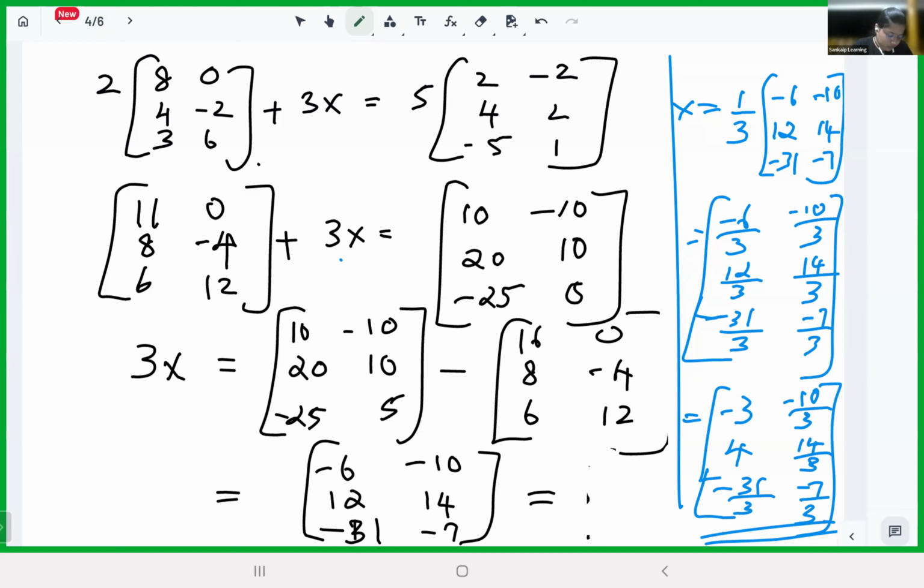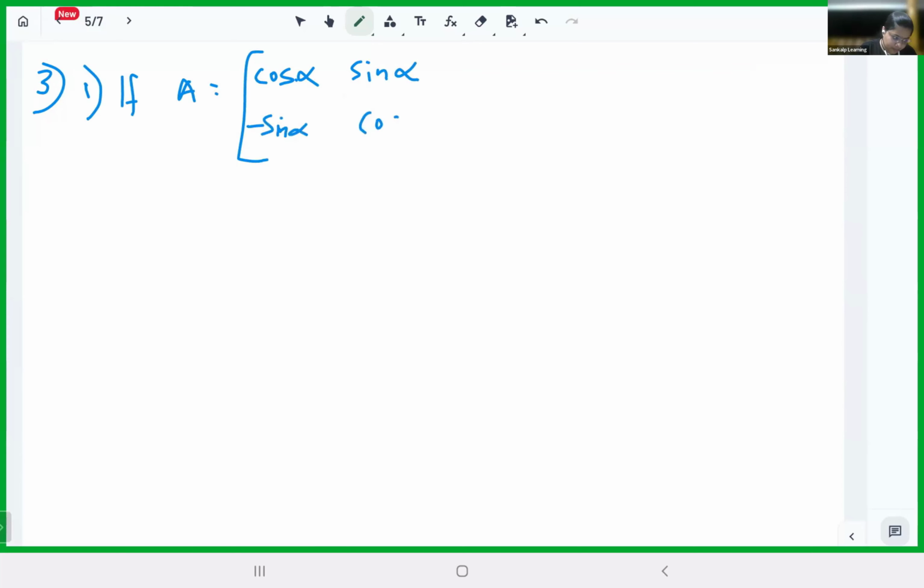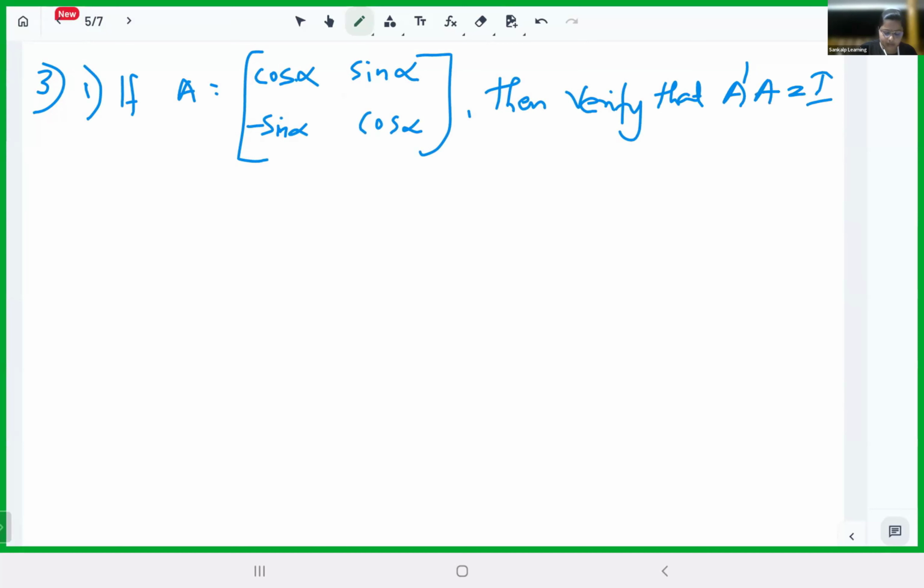Alright, now we are moving on to the third question. Third question has two parts. The first part is, if matrix A is equal to cos alpha, sin alpha, minus sin alpha, cos alpha, then verify that A transpose A is equal to I. Second part we'll discuss later. So first we can finish the first part of that question.